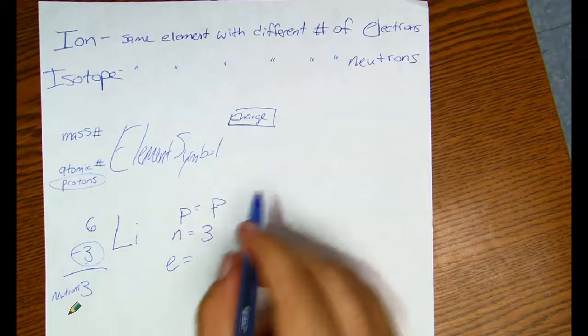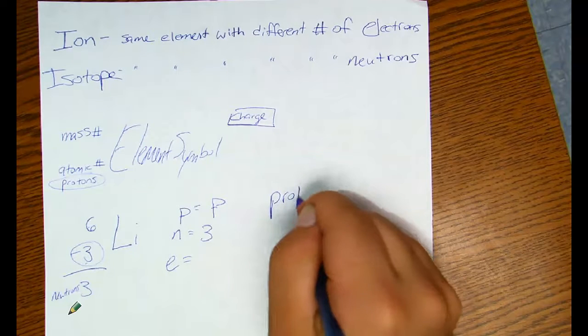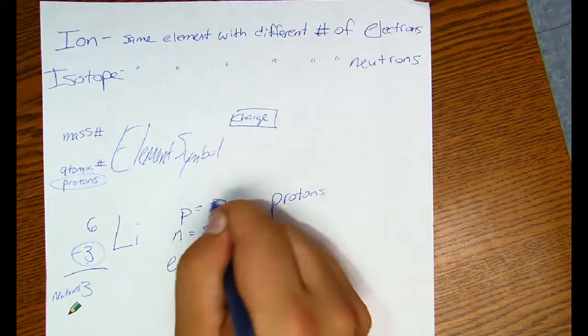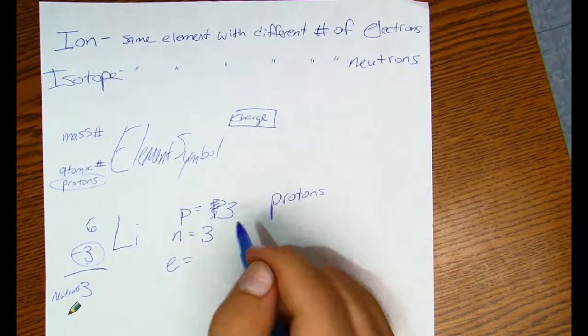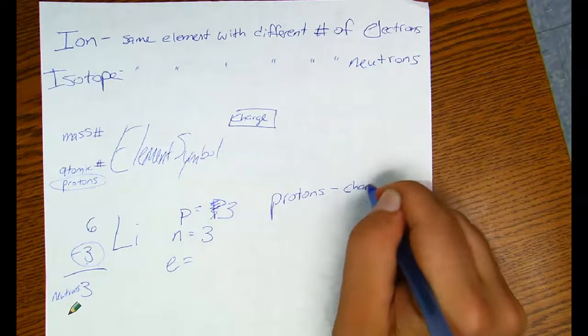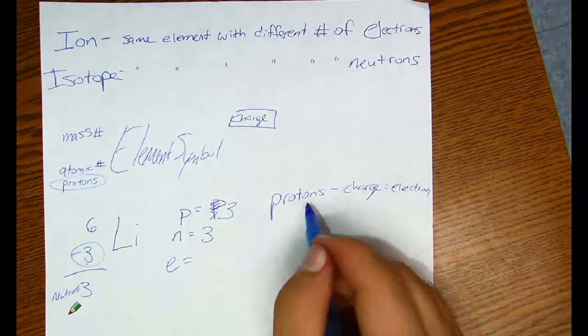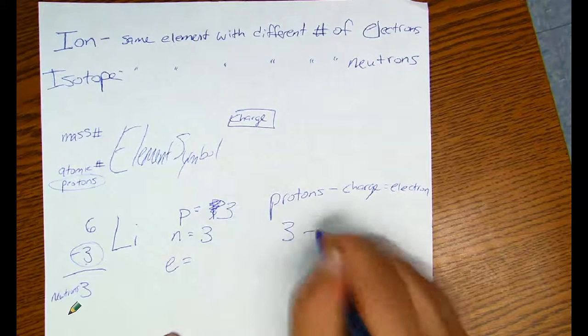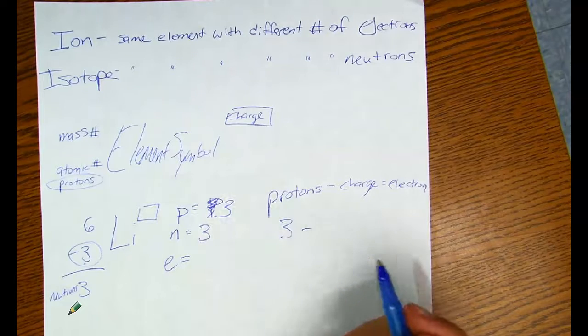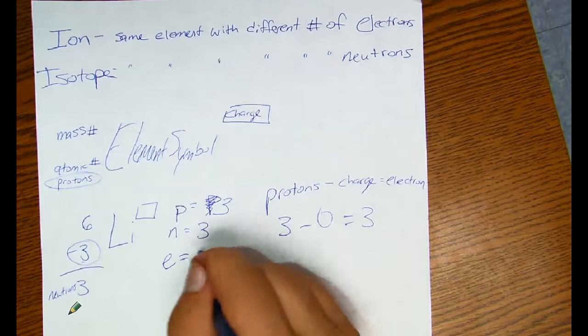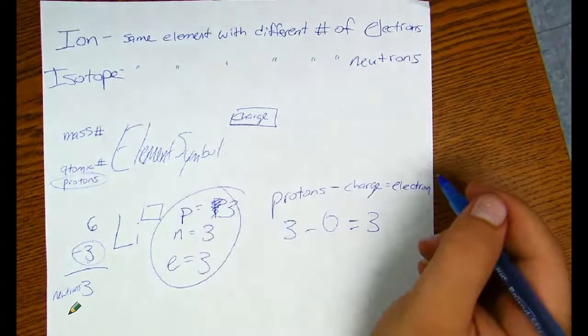To get electrons, you have to do protons minus the charge equals electrons. How many protons do I have? 3 protons, minus, is there a charge up here? There is not. There is 0 charge. So how many electrons do I have? 3 minus 0 is 3. And that's your answer.